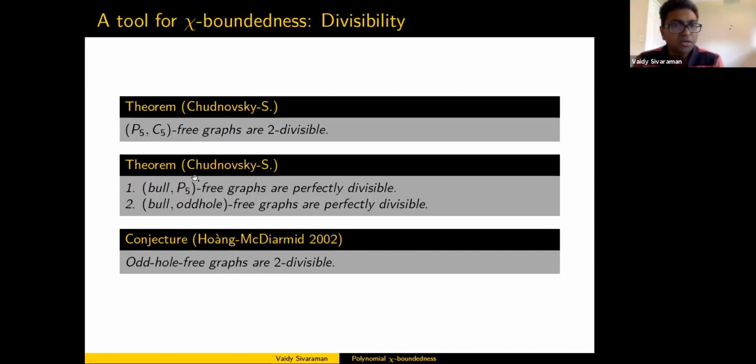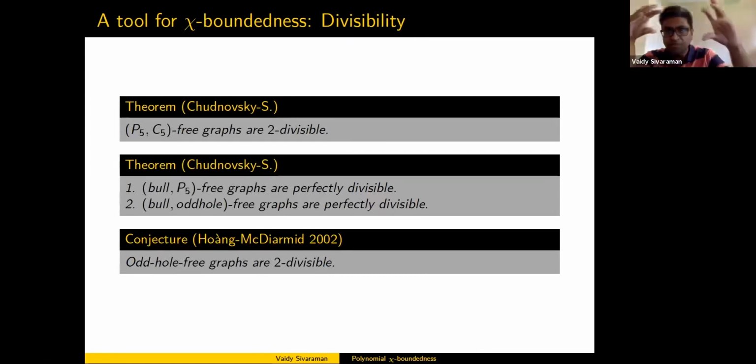And with Maria, we also proved that a bull is a 5-vertex graph, which just comes from a triangle with 2 edges hanging off. And it's nice because the bull is isomorphic to its complement. And we proved these 2 theorems as well, that these graphs are perfectly divisible. Perfect divisibility is more interesting than 2-divisibility, because what is perfectly divisible?